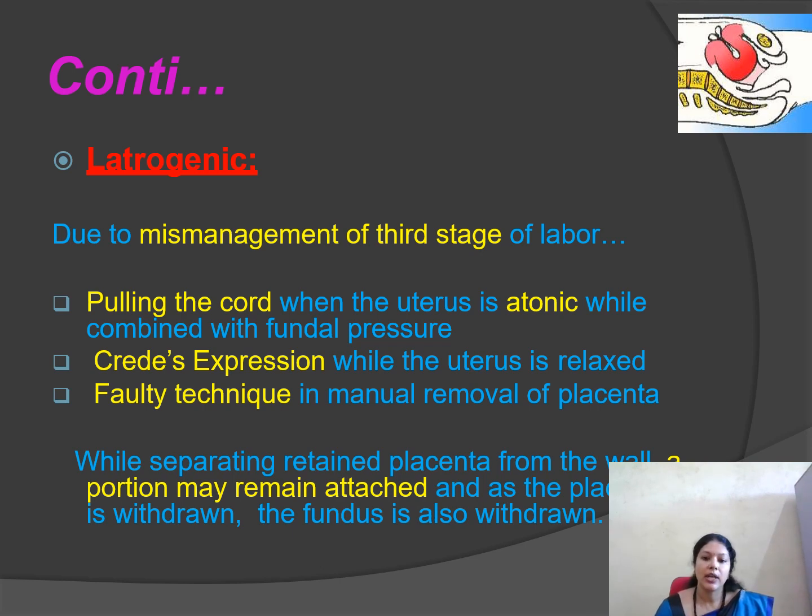And another one is faulty removal of the placenta. That is, for example, if you are trying to remove when the uterus is relaxed, or if you are trying to remove the placenta before the separation of the placenta from the endometrium. These are the faulty removal. While separating the retained placenta, sometimes a portion of the placenta may get attached over there, and when you are trying to remove that portion, during that time also sometimes the same inversion may occur.